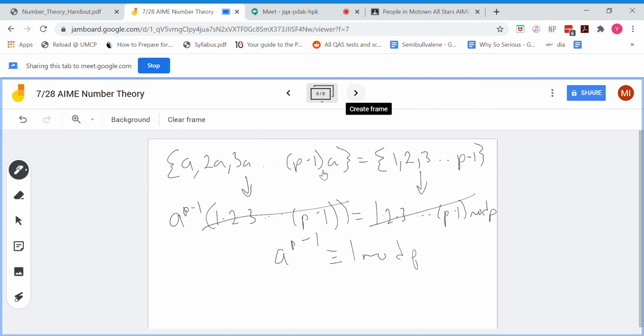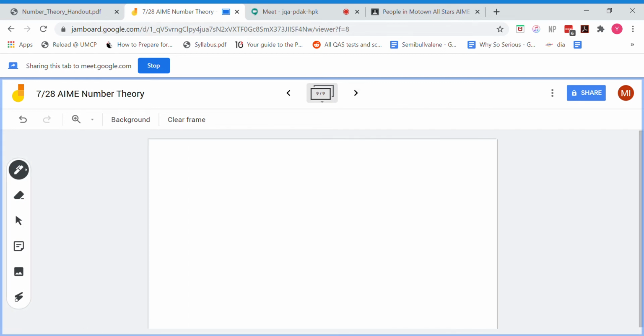And then we also have Euler's theorem, which states that a to the power of phi of m equals 1 mod m. So note here that we're using m, not p. So this is true for any m. It doesn't have to be prime.